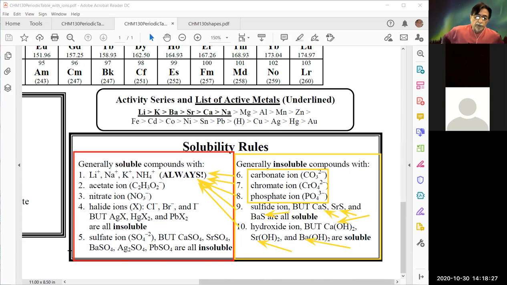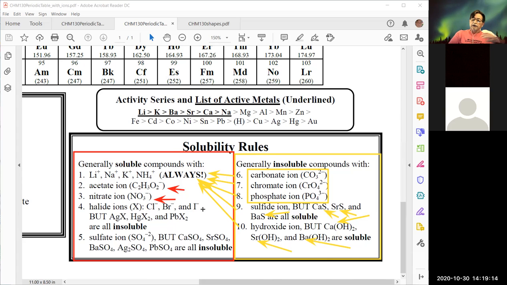With respect to the soluble column, like I stated, number 1, the big 4, regardless of what the anion is, is always soluble whenever you see lithium, sodium, potassium, or ammonium cations. The same is true with any acetate anion or any nitrate anion. And so regardless of what the cation is, if you see copper acetate, lead acetate, or nitrate, okay, always soluble.